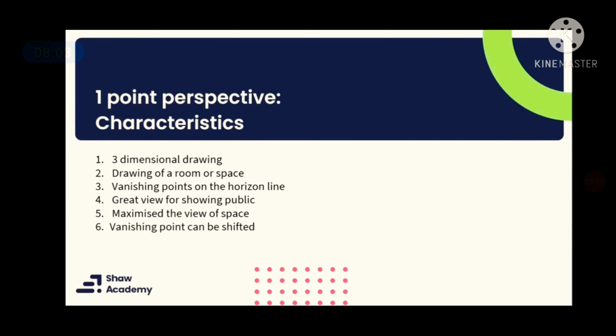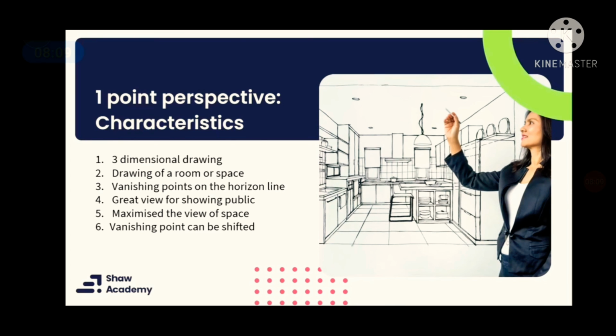And the vanishing point in these drawings can be shifted along the horizon line. Changing the position of our vanishing point in relation to the center of the picture plane, you can place it anywhere on your horizon line. So it can be shifted slightly towards the left, slightly towards the right, depending on what view of the space you're wanting to show.